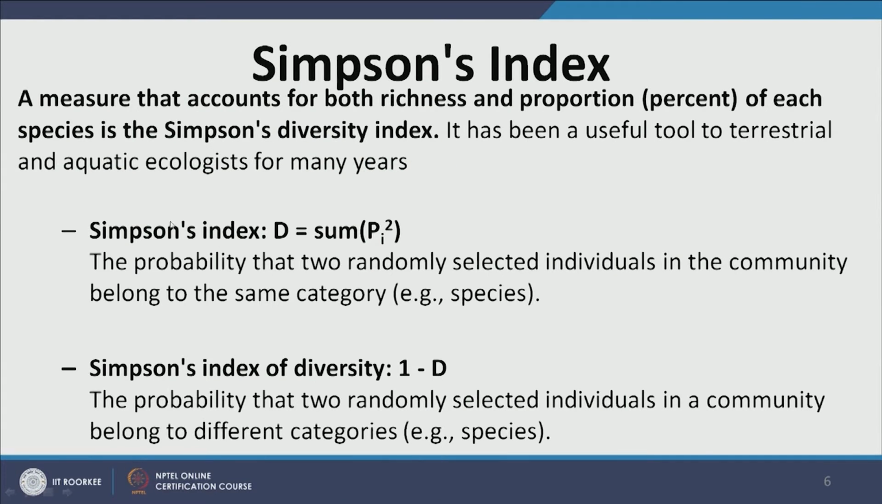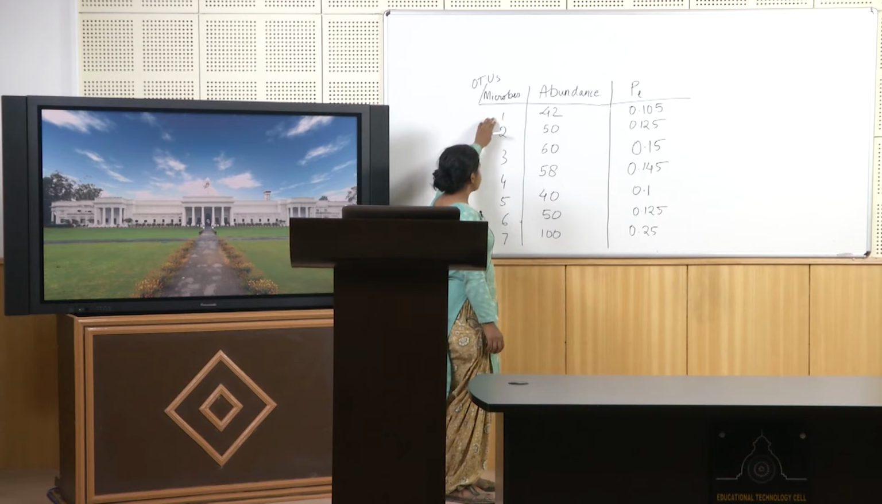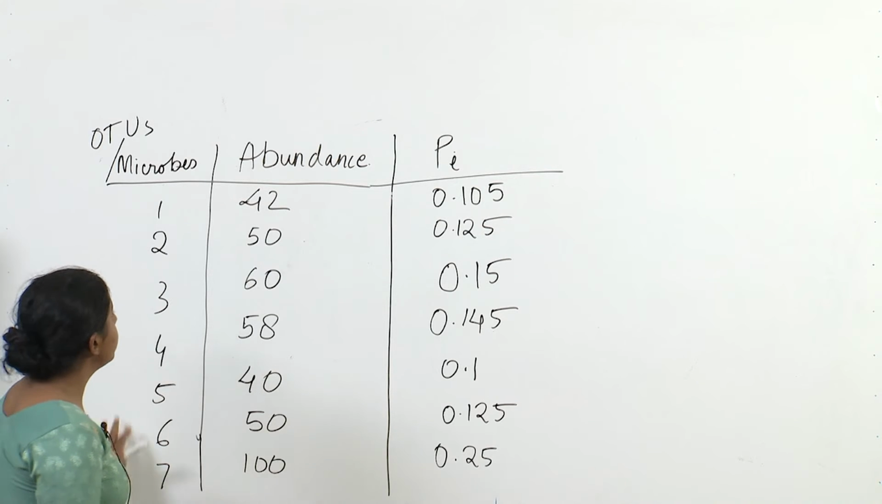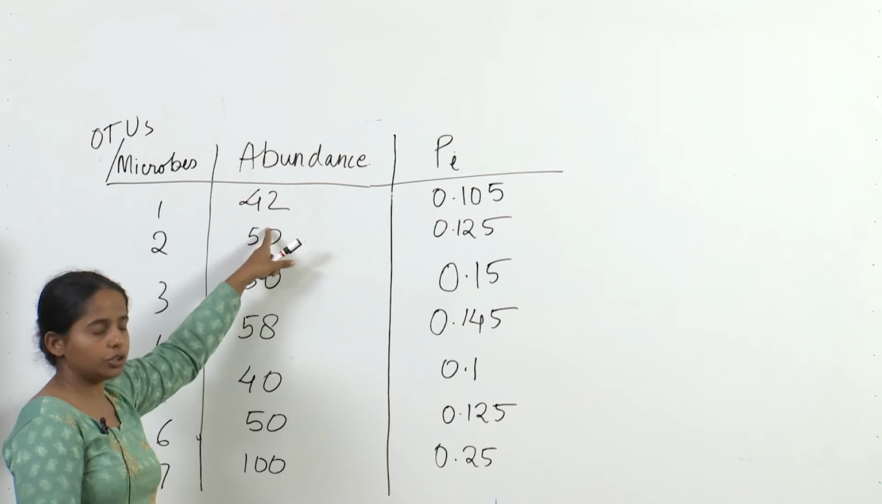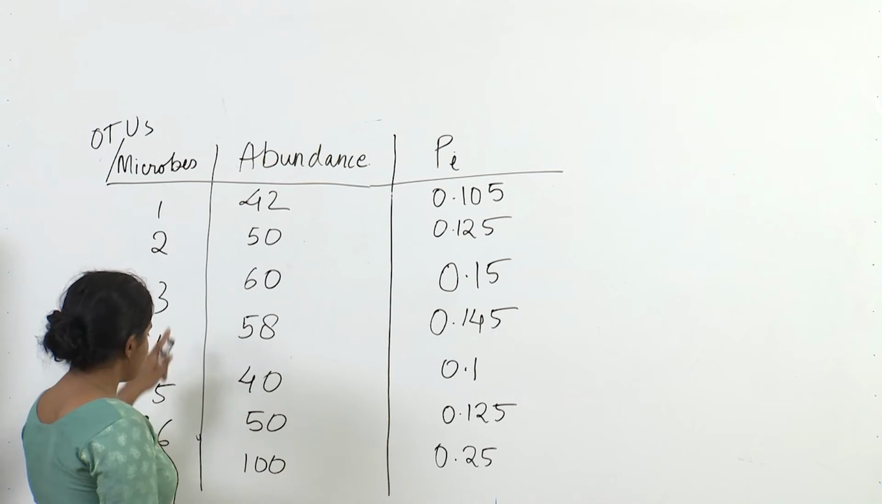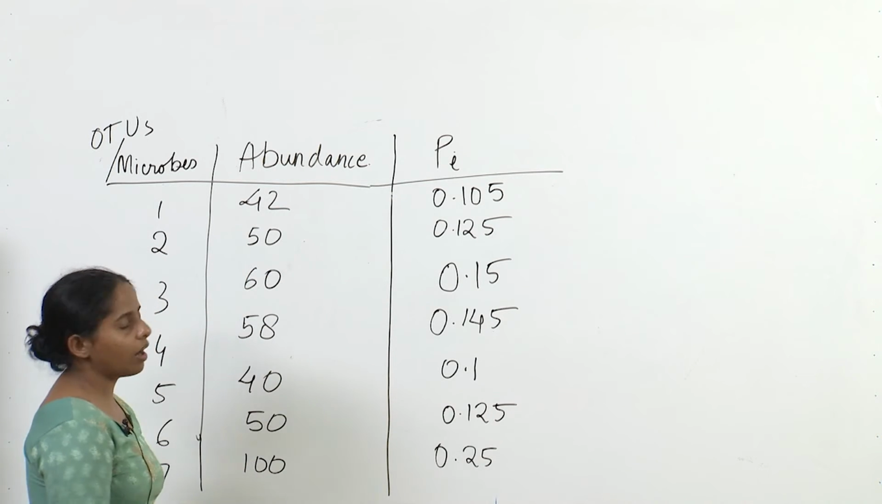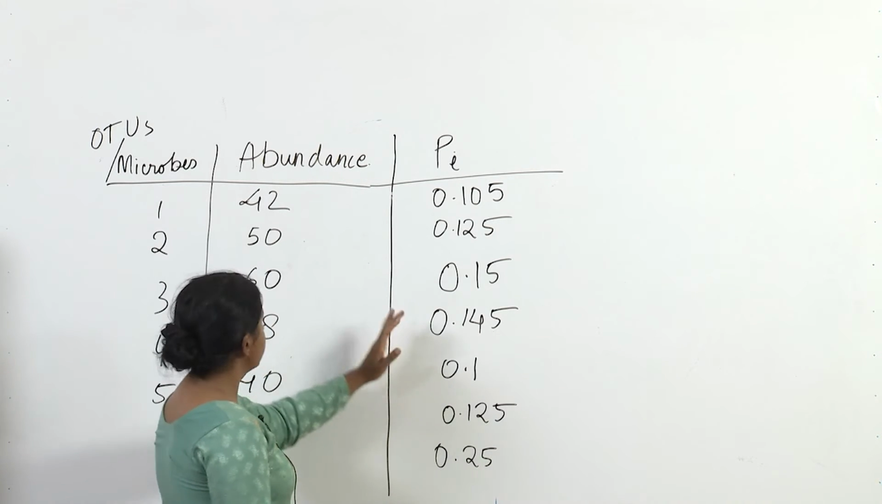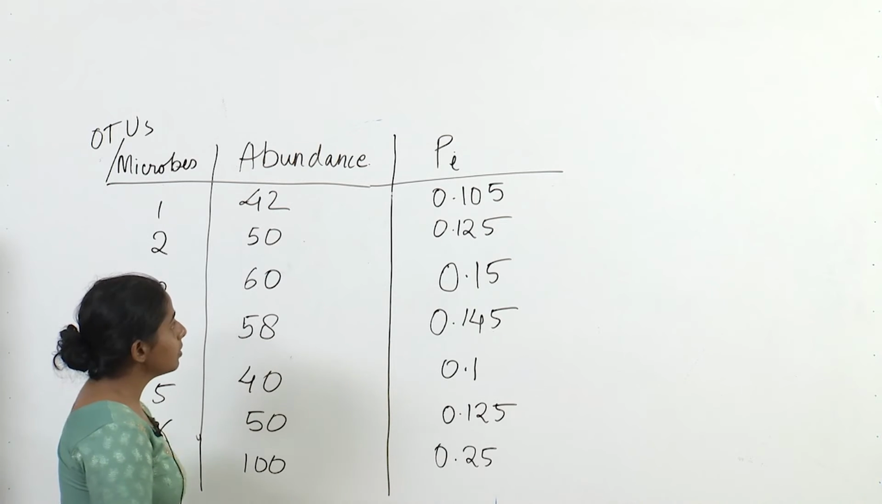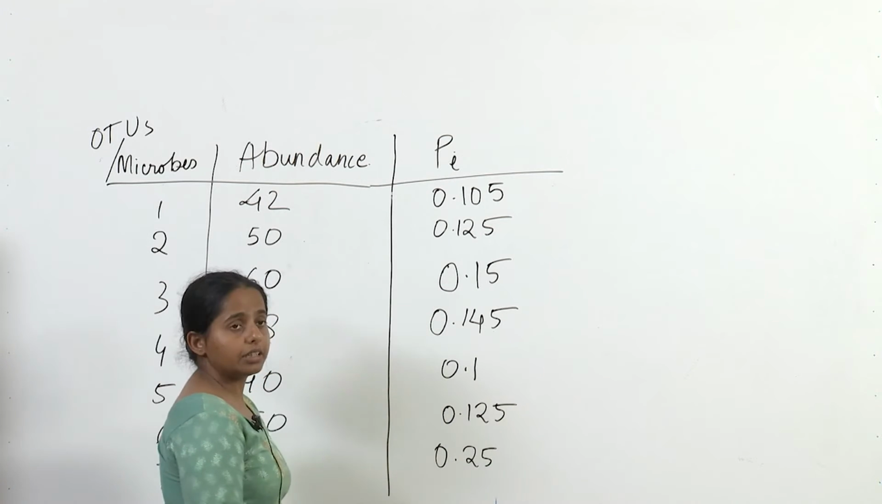Now, how do you calculate it? Simpson's index is referred to with a capital D, and it is calculated by summing all p_i squared. Now, what is this p_i and what is this D? Let us proceed with an example. We have 7 different species of microbes and we know how many of these microbes were detected. For example, for the first species we detected 42, for the second we detected 50, and so on. A total of 400 were typed and we have their relative abundance. So, we divide 42 by 400, the total number, and so on, and that gives the relative abundance.